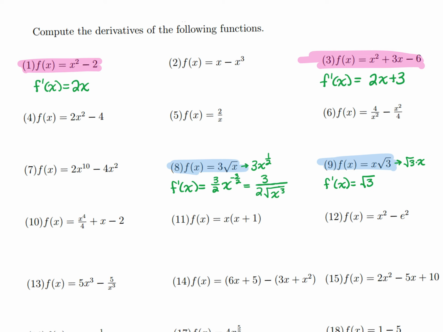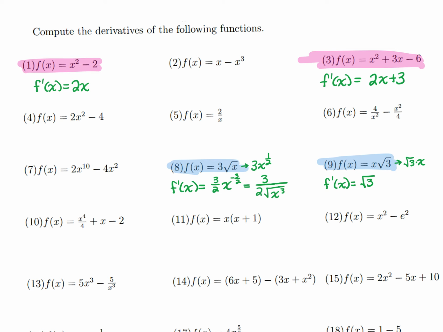All right, on 8, very much like what we did in the problem on the other side of the paper here, except we have a 3 as a coefficient. So what that does is it just changes our value in the numerator. So instead of being a 1, we'll see it be a 3.